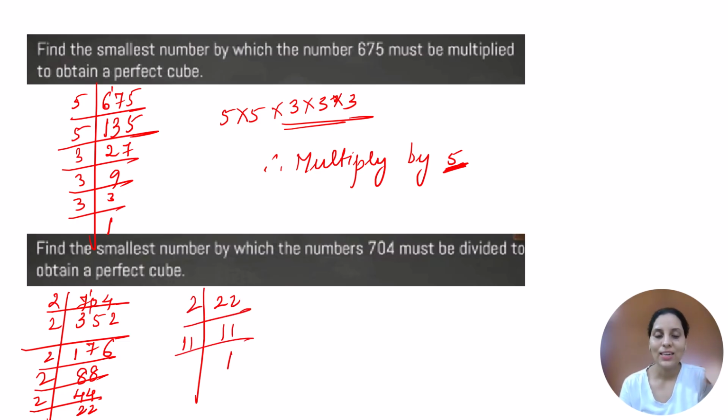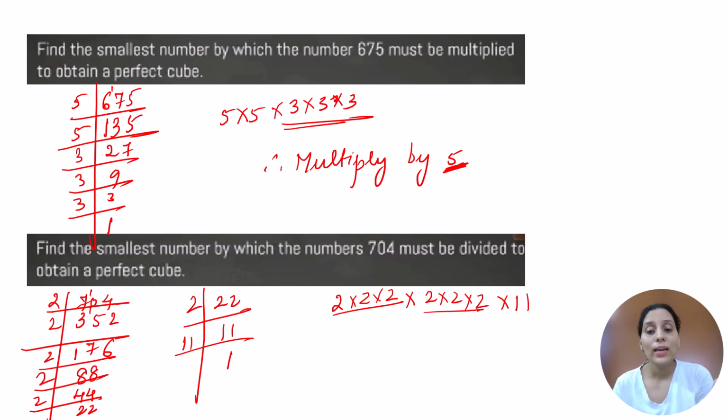And 11 ones are 11. So what are the prime factors? 2 into 2 into 2, and then 2 into 2 into 2, and 11. So here I see this has its triplet, this has its triplet, but 11 is left alone. It doesn't have its triplet, which means it is not a perfect cube.